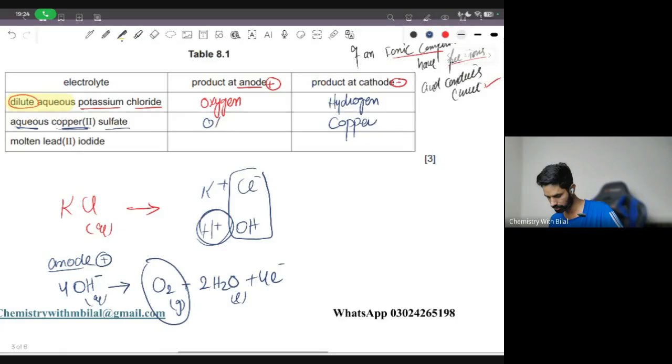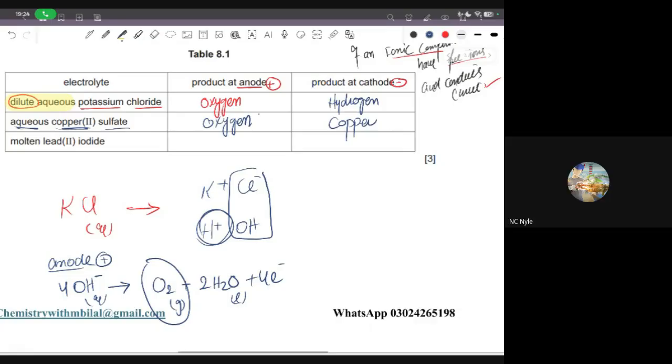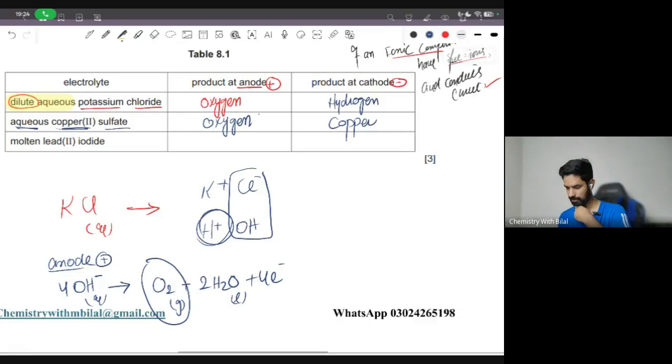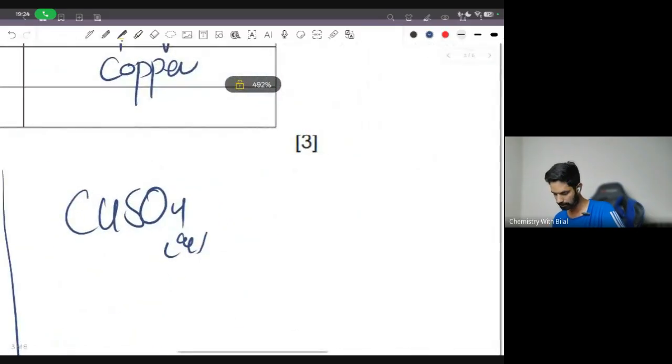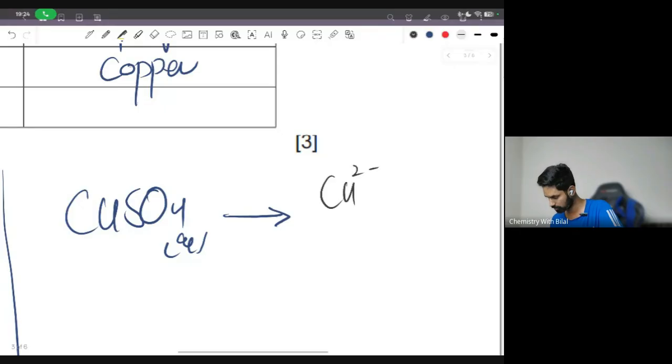And here too, oxygen will still go to the anode. Did you digest this or not? Zoya, Zainab? Yes. Sir, please explain once more. Okay, let's dissect this, let's operate on it. Aqueous copper 2 sulfate. What exactly is aqueous copper 2 sulfate? It is aqueous. Let's predict the ions first of all. What ions do we have in aqueous copper 2 sulfate? It will produce copper 2 ions, sulfate ions, and since it is aqueous, no matter what aqueous solution you have, it always produces H ions and OH ions.